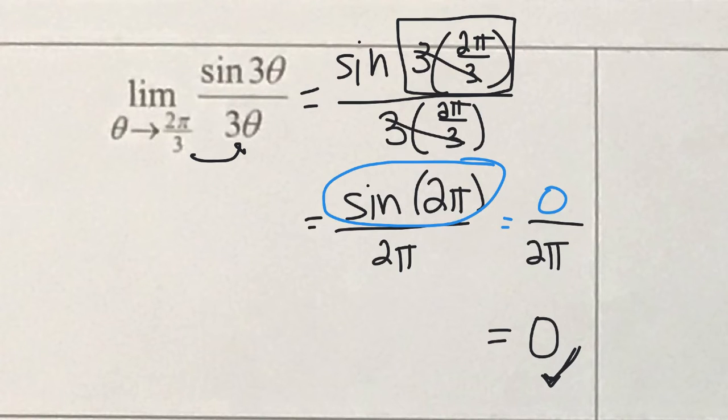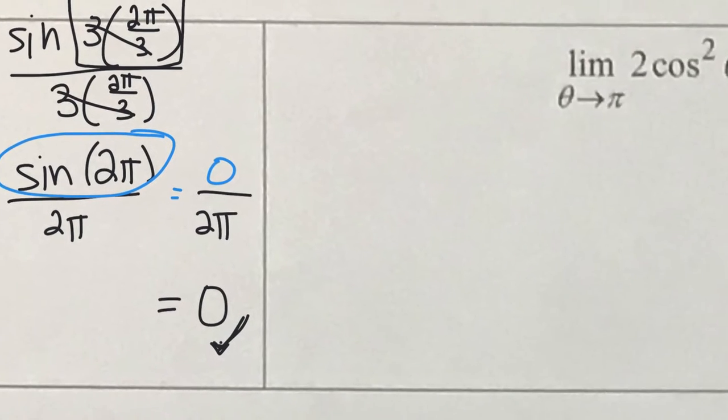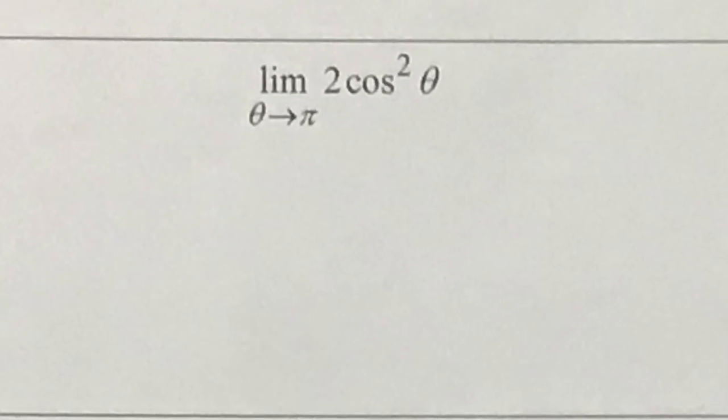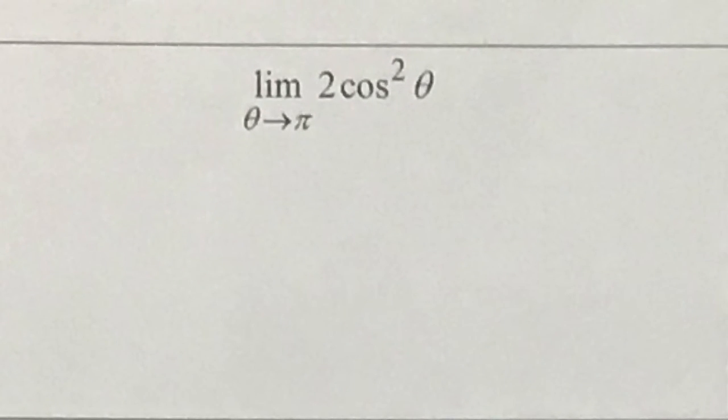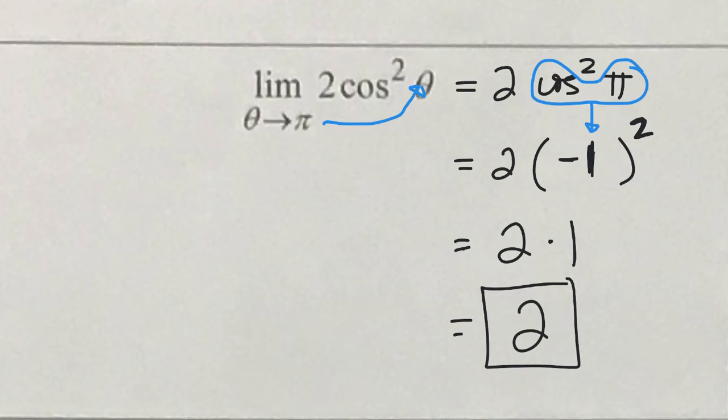With our first example, when we plug it in, we do all of our nice math and come out with an answer of 0. So the limit of this function as x, or theta, approaches 2 pi over 3, the y value is going to be 0. Same thing with our friend over here. Let's do direct substitution and see what our y value is. For our second example, the y value is 2. As theta approaches pi, the y goes to 2 for our 2 cosine squared theta function.